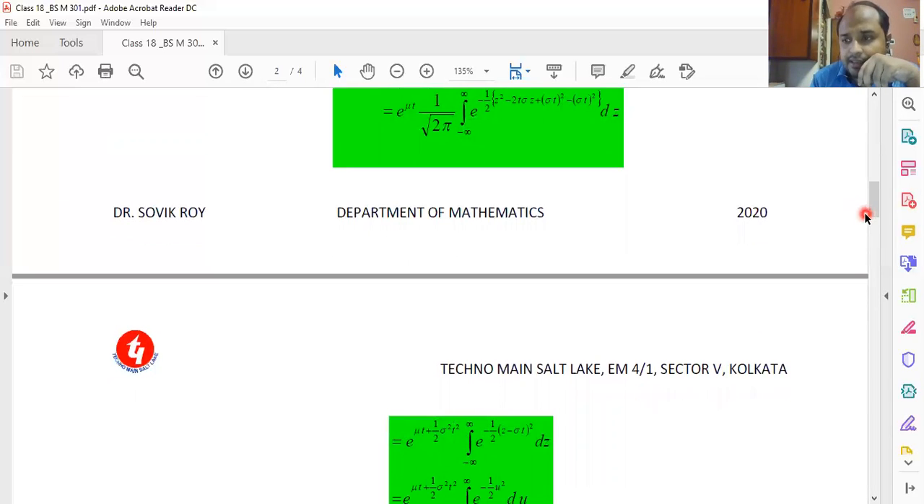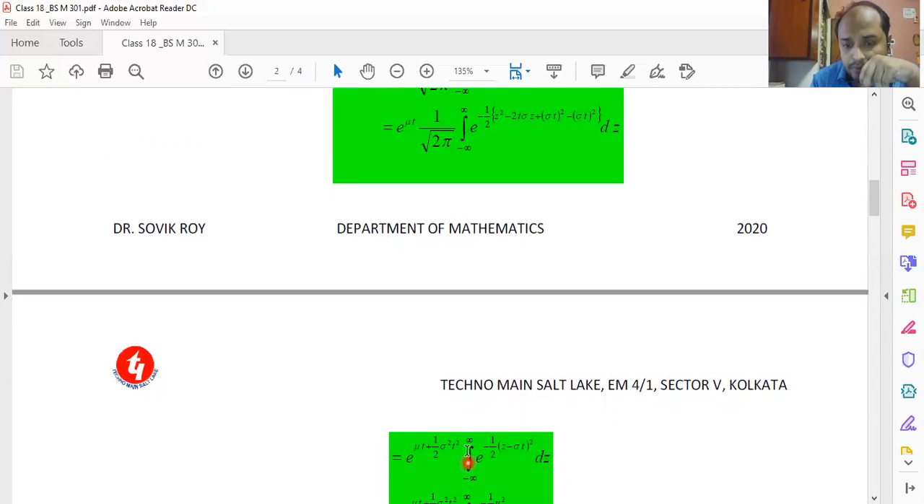One printing mistake is there. I beg pardon for this. I didn't see it earlier. 1 by root 2 pi isn't present here, but 1 by root 2 pi will remain there. 1 by root 2 pi will not cancel. 1 by root 2 pi is still there. I just missed it somehow. So 1 by root over 2 pi, if you are noting, make this correction, or make a point of it so that you can later correct it. Before uploading the note, I'll correct this particular section.